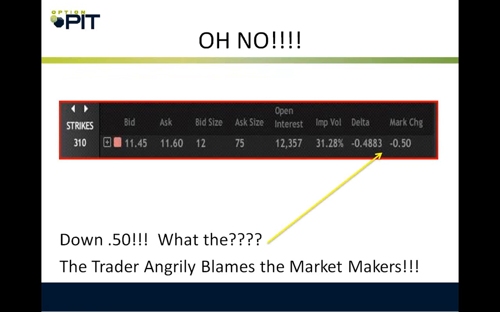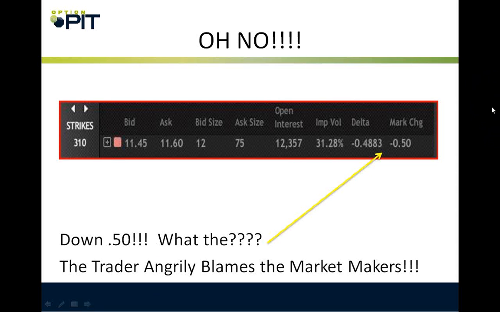It's actually down 50 cents. You're saying, wait, the stock is down, and I'm long puts, and I lost money. Probably sounds a little familiar, right? Somewhat familiar, moderately familiar. Yeah, it probably sounds super familiar.